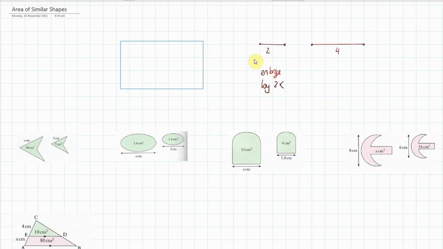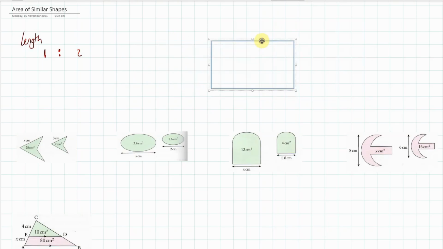So that would be my enlargement by 2. When you've got an enlargement of a scale factor for length, it's really easy. You'll have something like, in this case, 1 to 2. The 1 represents the smaller line, and we double it to get the large line. So that's our scale factor of enlargement. Now, things do get more tricky when we move to area.